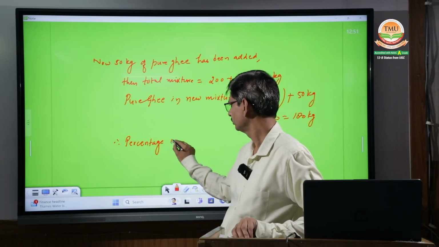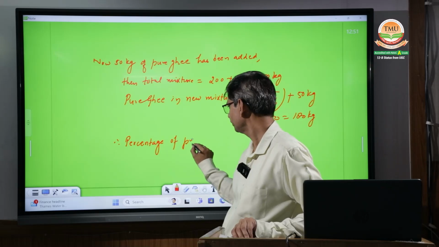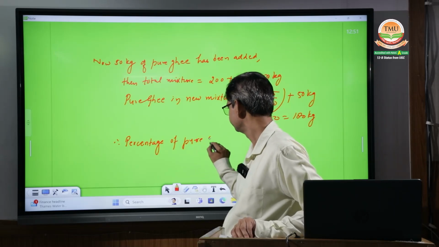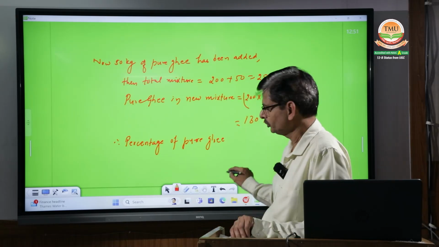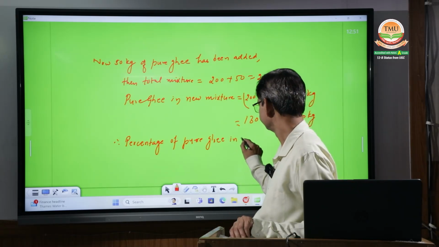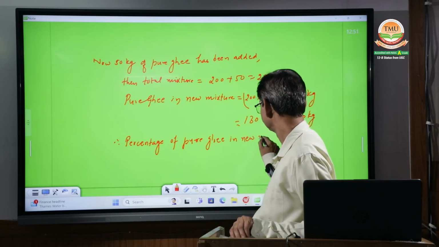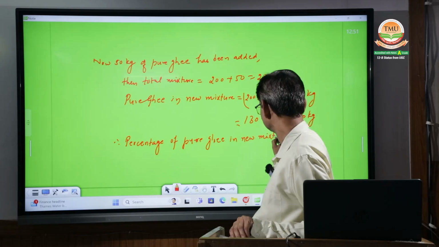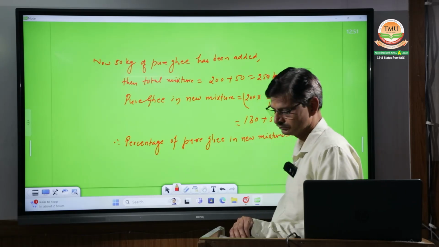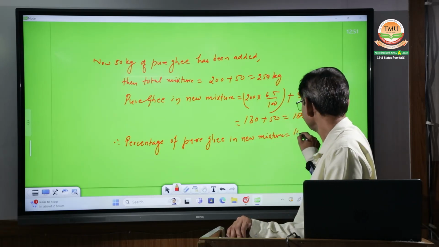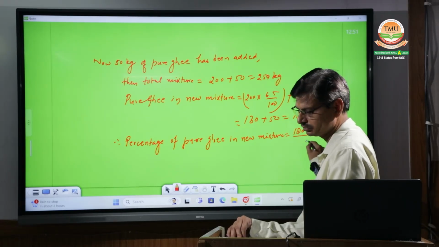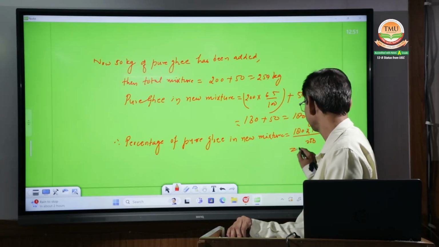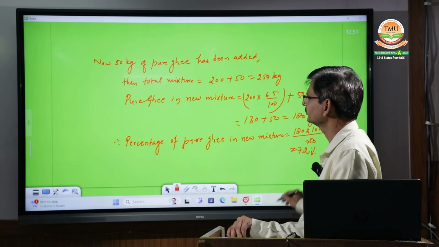Now the percentage of pure ghee in new mixture is 180 into 100 upon 250, that is 72%.